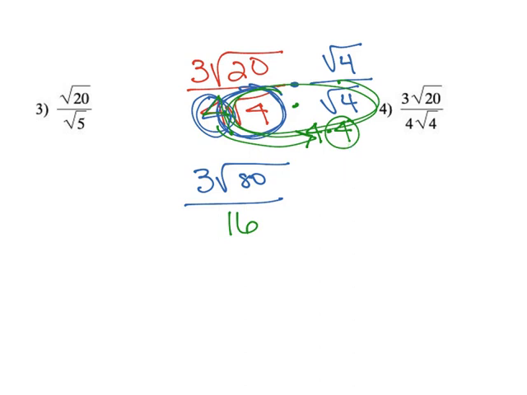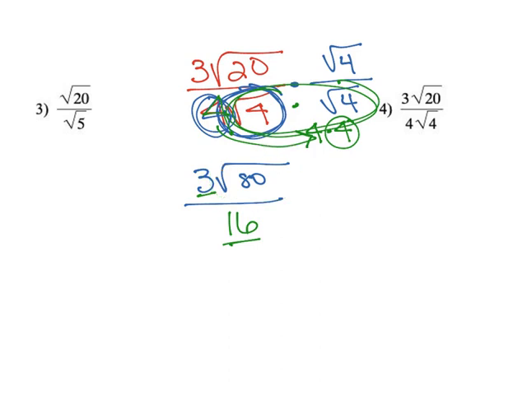So this is all nice and pretty, okay? 3 and 16 are not divisible, so we can't do anything with that. If you could, like say this was a 4, then you could divide that, okay? But it's not, so we can't. But we can simplify that radical 80, okay?